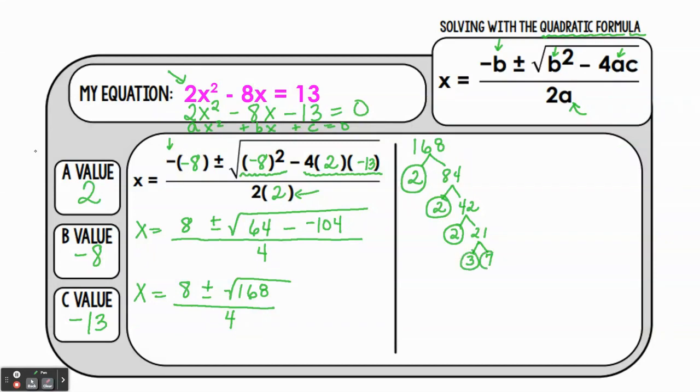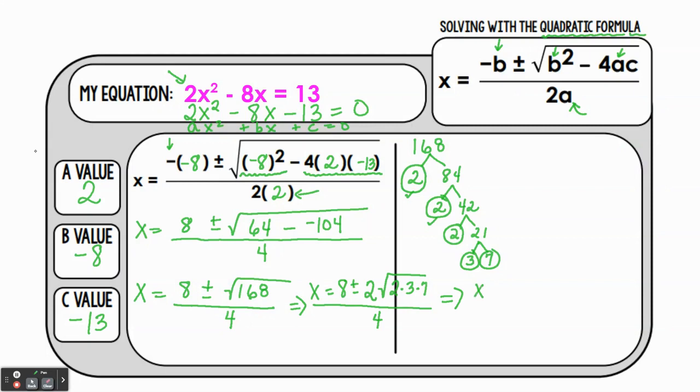All right. So here's what I'm doing with this 168. I'm going to look for pairs. So it looks like I have a pair of 2s, right? And that's the only pair I have. So I'm going to rewrite this as x equals 8 plus or minus. I've got a pair of 2s, so I'm going to write a 2 on the outside to represent that pair. And then everything else goes on the inside: 2 times 3 times 7, all the stuff that didn't have a pair. And then divide by 4.